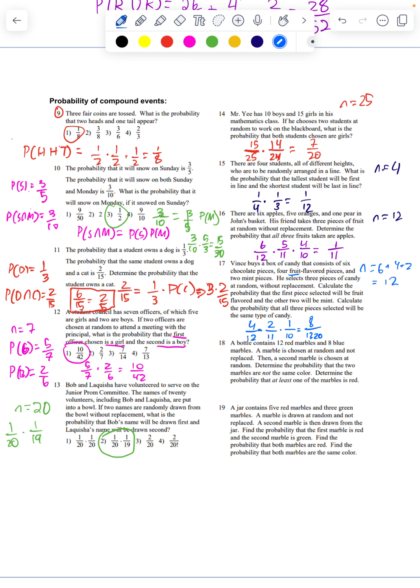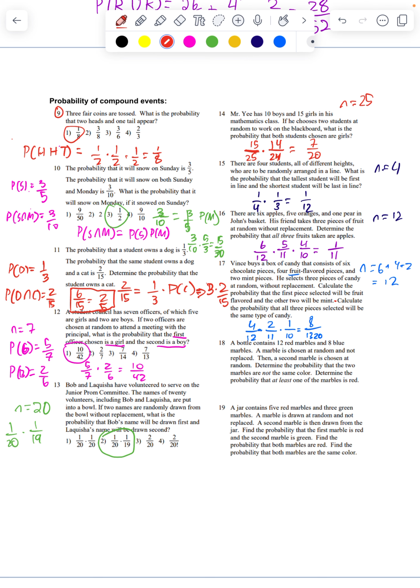All right. And then let's take a look at the next one, which says calculate the probability that all 3 pieces selected will be the same type of candy. Oh boy, that is a big problem. So for the sake of time, I'm going to skip that. If you want to know how to do it, ask me in class if you're actually watching the video, because it's a very long problem. All right. I'm going to move on to number 18.